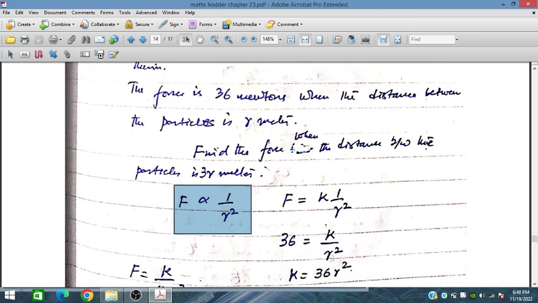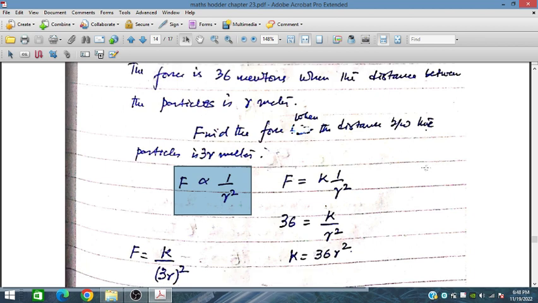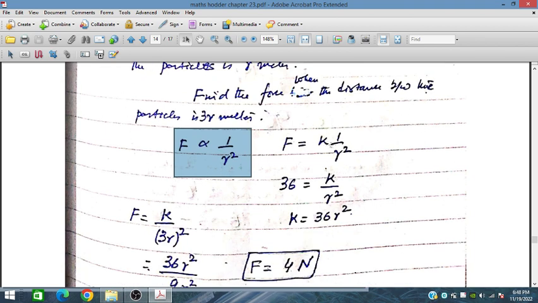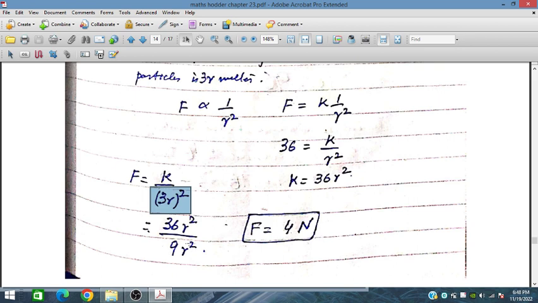So the distance has increased to 3 r. So F is equal to k 1 over r square. F is given as 36 newton. So 36 newton is k upon r square, so k is equal to 36 r square. Now F is equal to k over 3 r square, so this distance has increased to 3 times. In this, k is equal to 36 r square, so in place of k we can write down 36 r square.